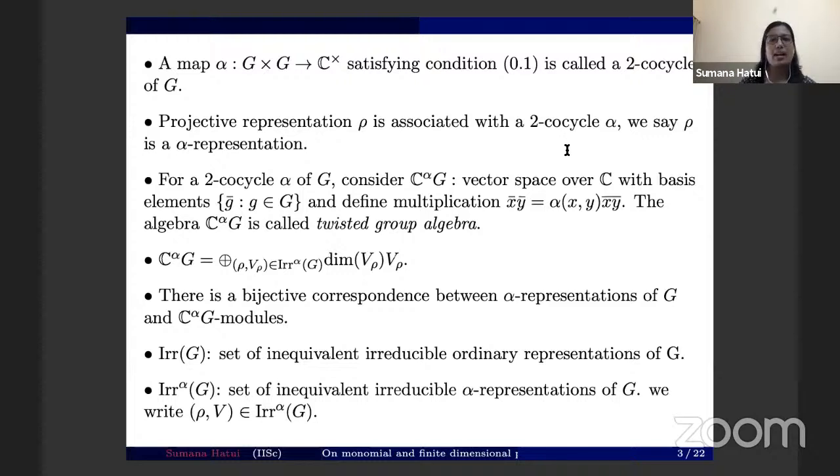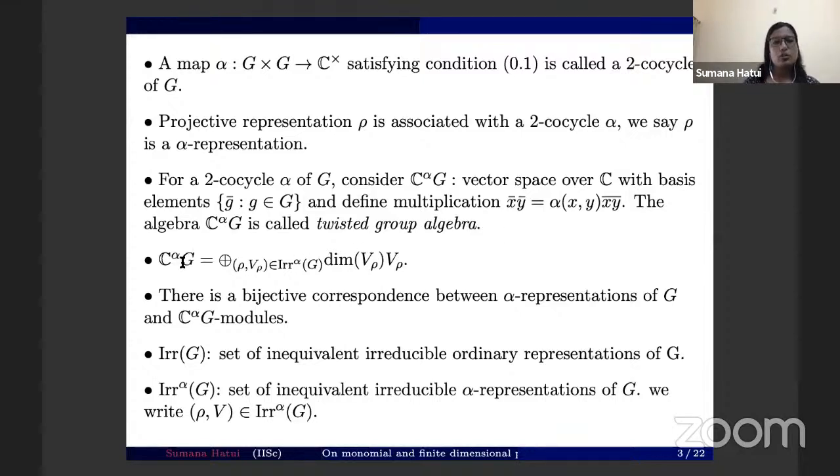So we say rho is an alpha representation. These are parallel notions to ordinary representations. Here we are always talking about complex projective representations. For a two-cocycle alpha, you can define a group algebra C_alpha G, a vector space over C with these basis elements, and you define the multiplication using alpha. This C_alpha G is called the twisted group algebra.